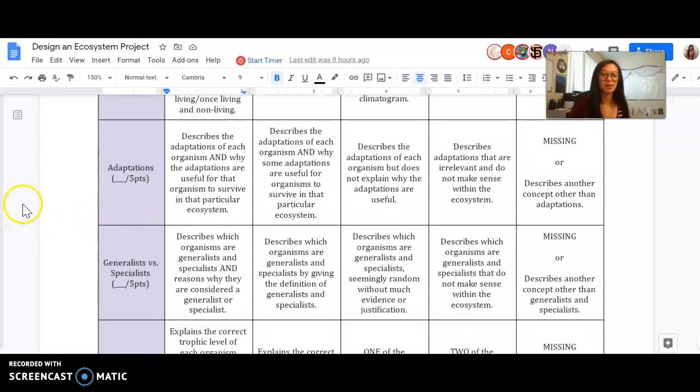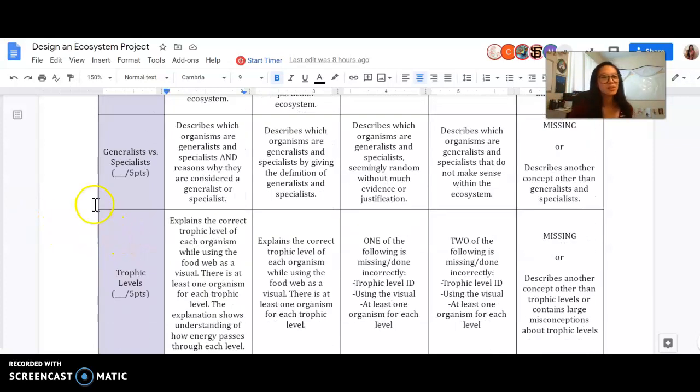Next thing I'm going to be listening for are the adaptations that you talk about. So hopefully you describe the adaptations of each organism and why the adaptations are useful. So the why part is really important, right? Adaptations don't happen because, I don't know, something wills it to, or it happens randomly. This is why we don't have random colors on us, but we are a particular color. So tell us why the adaptations are useful for that organism to survive in your particular ecosystem.